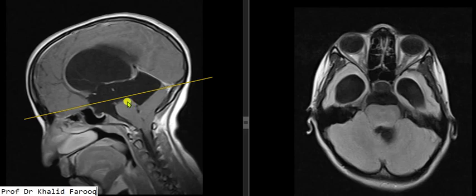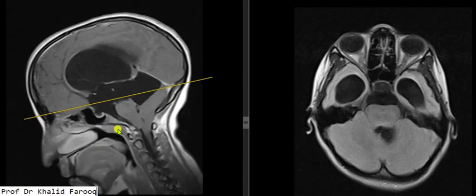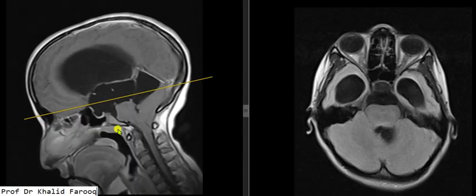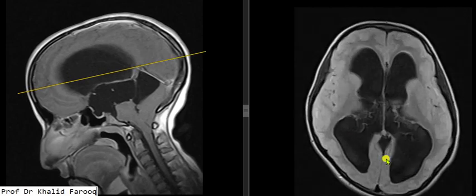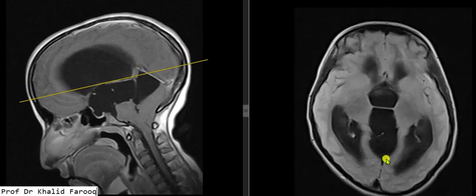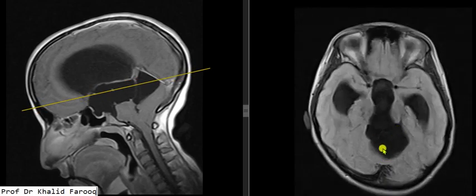As there is significant narrowing at this level, third and lateral ventricles are dilated. We can also see this on axial images, moderate degree of obstructive hydrocephalus as lateral and third ventricles are dilated. And here we can see this is CSF iso-intense cyst in quadrigeminal cistern.